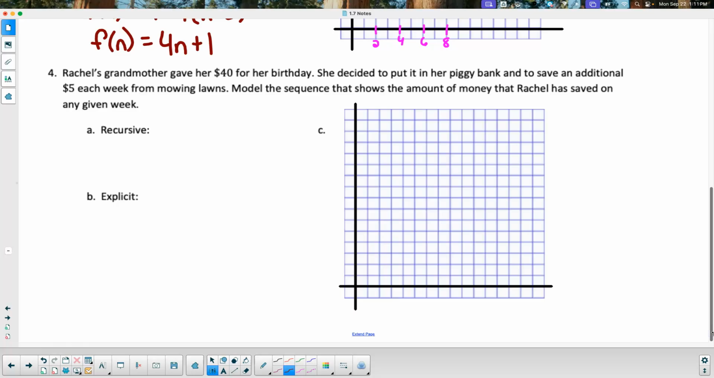Rachel's grandmother gave her $40 for her birthday. She decided to put it in her piggy bank and save an additional $5 a week for mowing lawns. Let's come up with a scale here. Let's go by fives: 5, 10, 20, 30, 35, 40, 50, 60, 70, 80. And that's money. And then she's putting in her money each week.